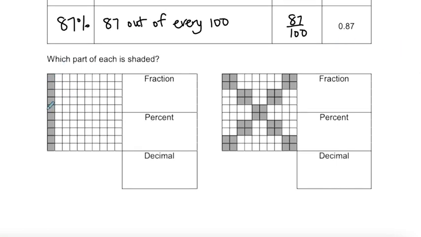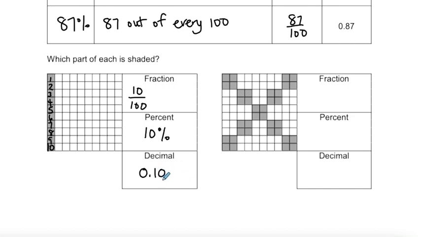Well, here I have a large square that is split up into 100 pieces. So if I wanted to take a look at this visual representation, I would count how many squares I have. I have 1, 2, 3, 4, 5, 6, 7, 8, 9, 10. So 10 squares out of 100 are shaded in. What does this look like as a percentage? This is the same as our numerator, so 10%. And what does this look like as a decimal? It looks like 0.10 or 10 hundredths.